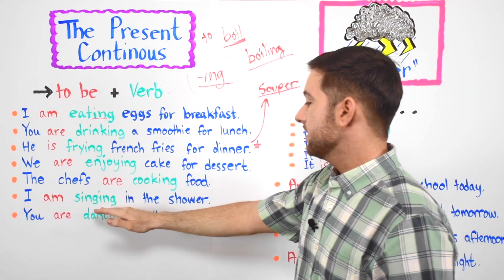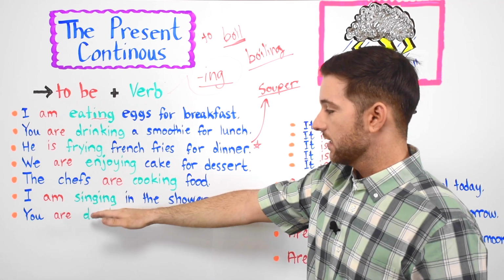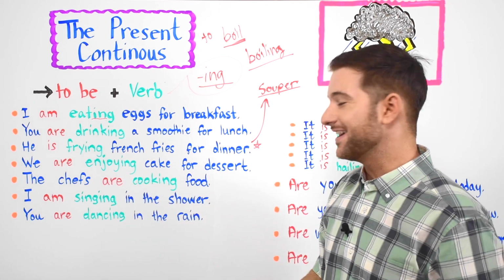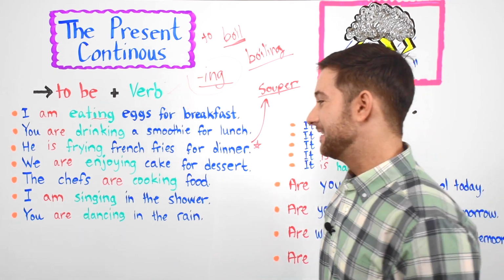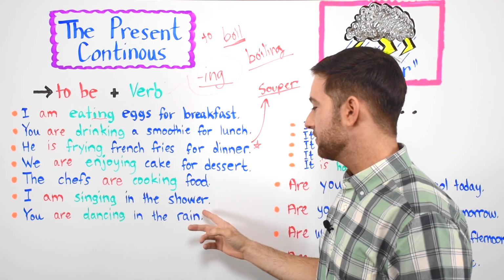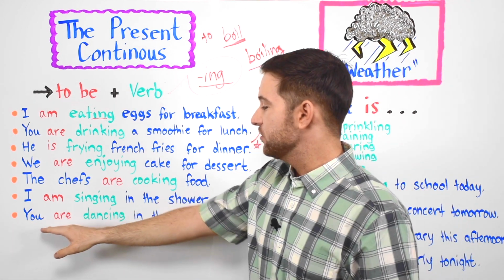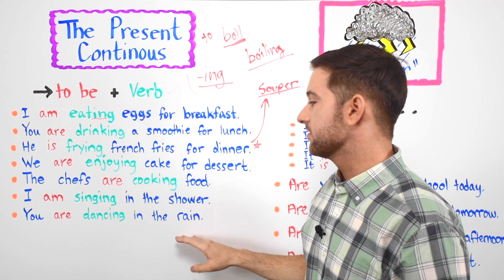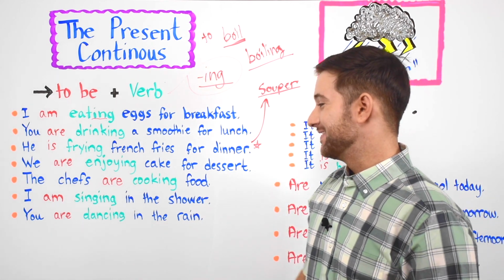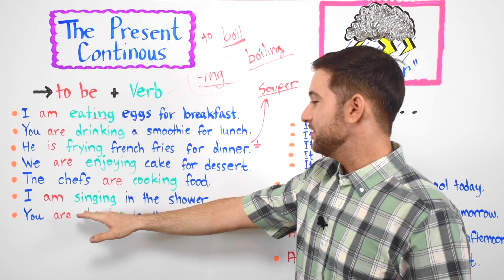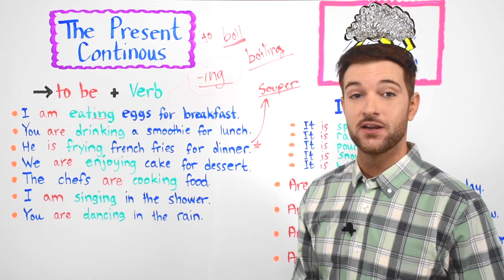All right, so here's some other examples with other verbs. I am singing in the shower. Singing is like fa la la la la. Okay, I'm not a good singer, so I'm not gonna do any performance for you, but I am singing in the shower. And this one says, you are dancing in the rain. So also I'm not gonna dance because I'm not a very good dancer. So you are dancing in the rain and you are singing in the shower.